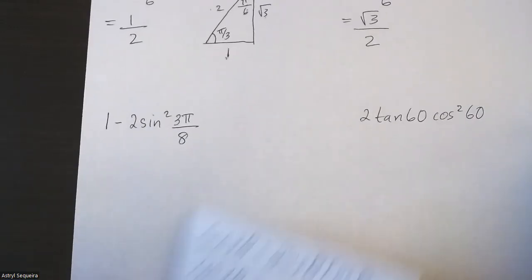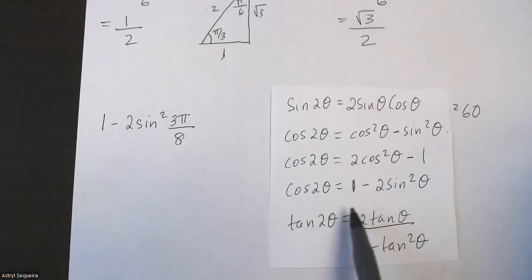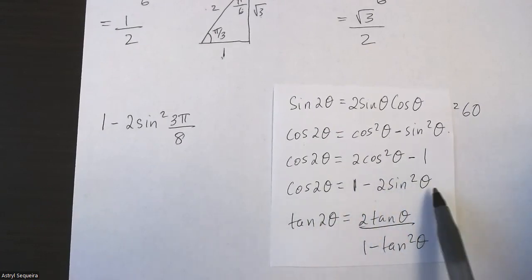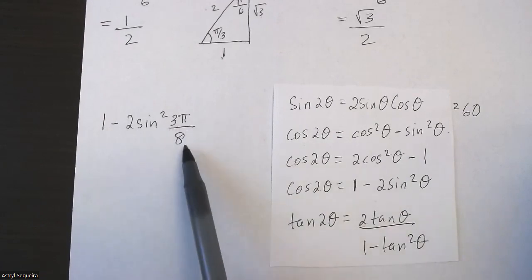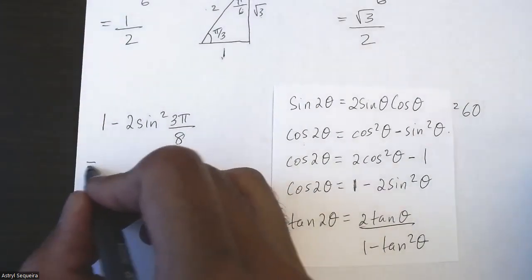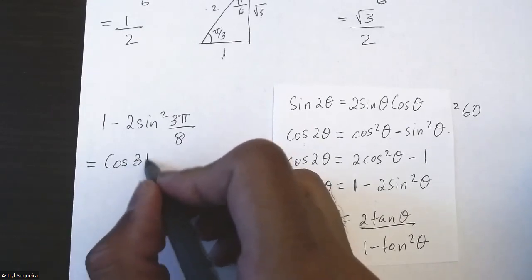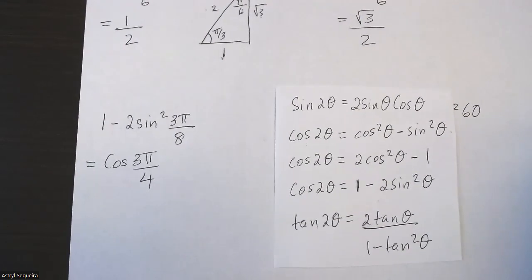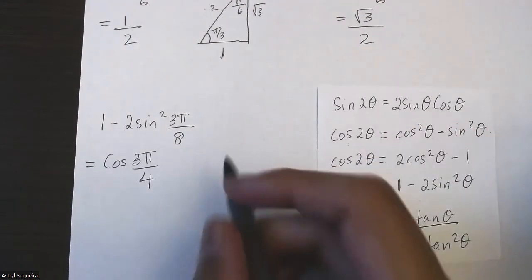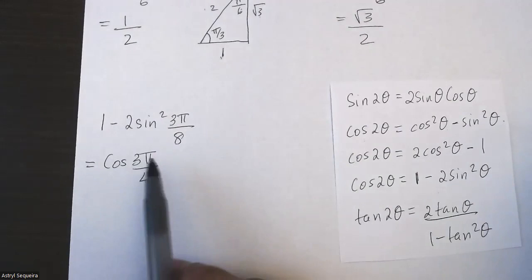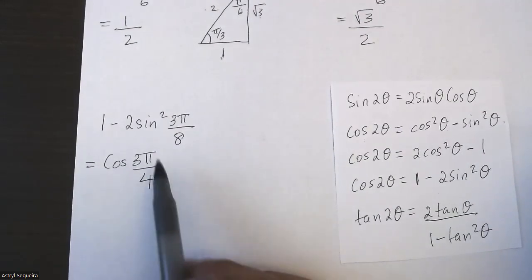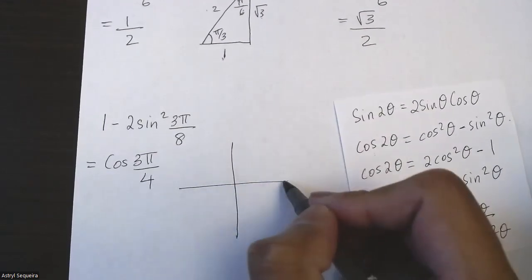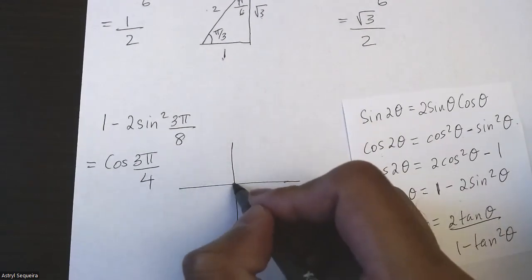Fifth question here, again, we are using the third cosine formula over here. 1 minus 2 sine squared theta. Theta is just 3 pi over 8. So 3 pi over 8 times 2 is just 3 pi divided by 4. Then we're using special triangles over here to solve, but now we're no longer in the first quadrant. It's not a regular special triangle. 3 pi over 4 is actually in the second quadrant.